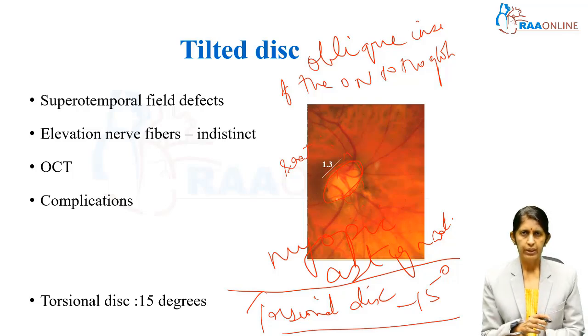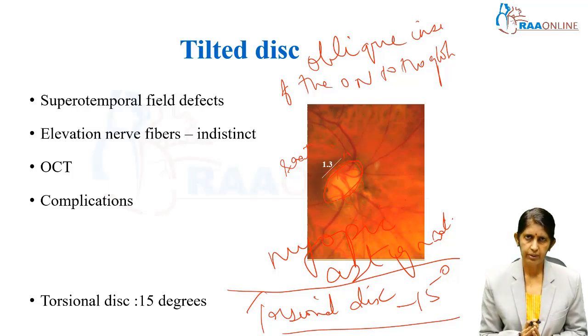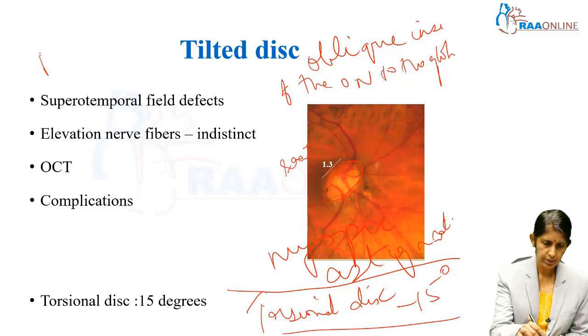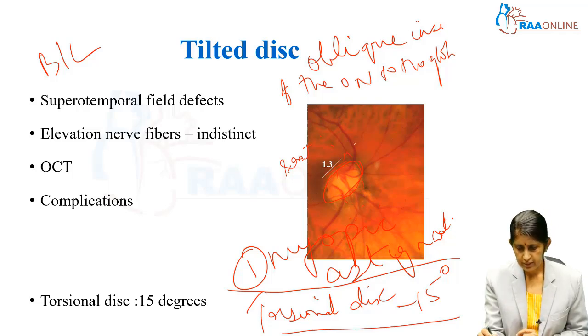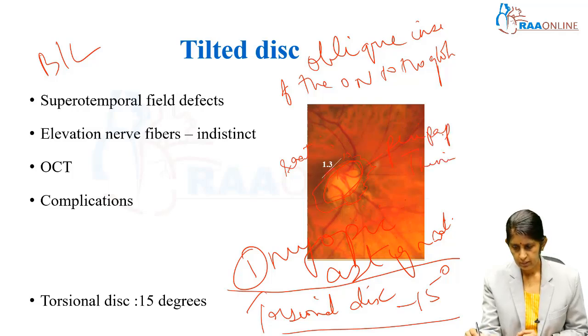So, whenever we look at a congenital disc anomaly, we need to first question ourselves as to whether it is unilateral or bilateral and whether it is associated with any significant visual loss. So, this tilted disc is usually bilateral, and the clinical relevance in these patients is, one, the myopic astigmatism, and second, they can have supratemporal field defects. So, why does that happen? Because this tilted disc is associated with peripapillary thinning, chorioretinal thinning.